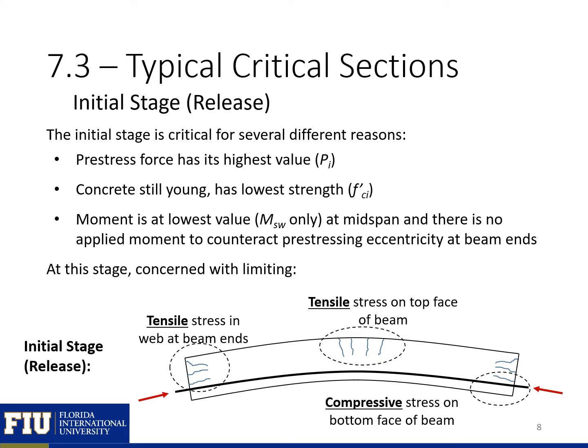Some of the critical sections at different stages are summarized on this slide and the next slide. Here are some of the critical sections at initial stage or at release or transfer. Typically, the stresses in the end of the beam, so tensile stresses in the top of the beam and compression stresses at the bottom of the beam, will control at release or transfer. So these will be the ones of most interest when we're checking our stresses.